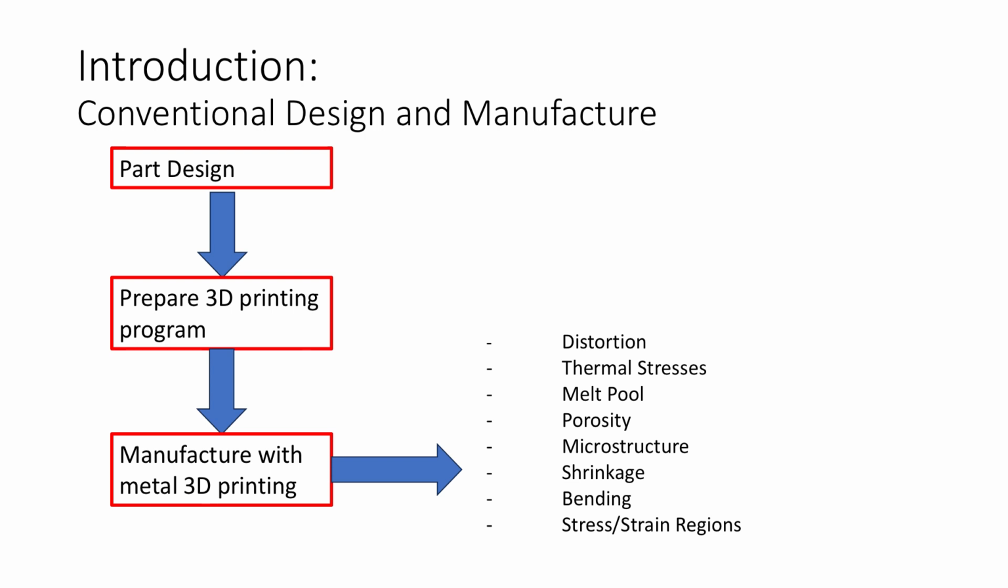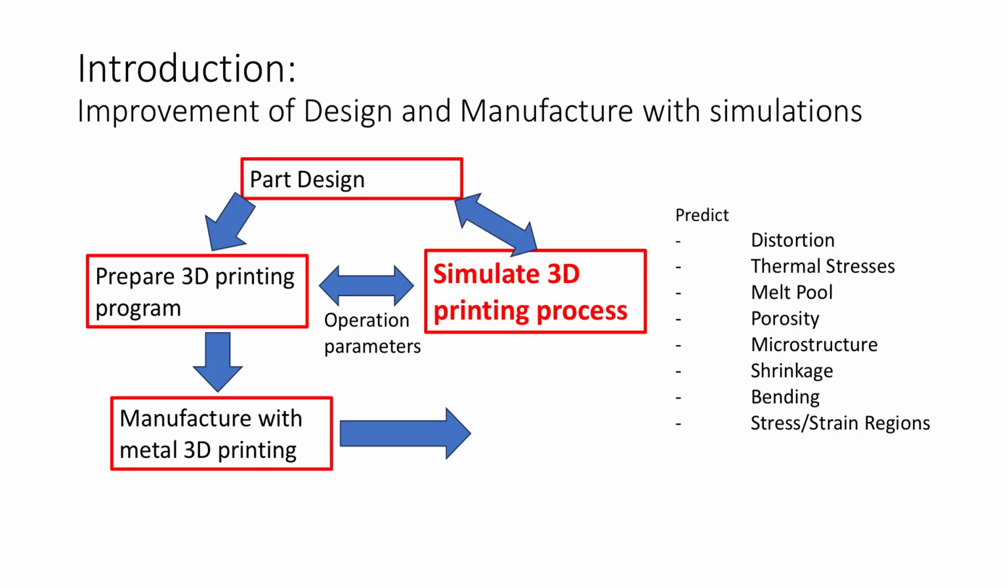So instead of manufacturing the parts again and again, it is a good idea to simulate the 3D printing process and to see what kind of results we are going to get, and according to it, to make the proper changes. Now, if it is possible, we just change the operational parameters, and then with the better operational parameters, we can manufacture the part on the additive manufacturing machine with good quality.